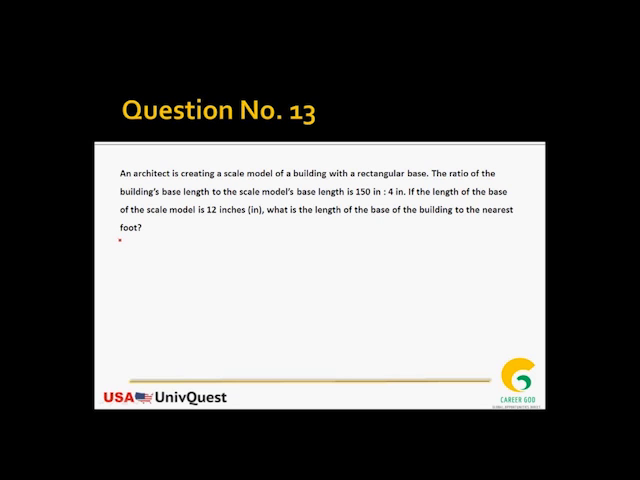So 4 inches corresponds to 12 inches. Since 4 corresponds to 12, I need to multiply by 3. Students generally multiply 150 by 3, and most of them give 450 inches as the answer. But they are asking for the nearest foot. So 1 foot is 12 inches. Divide 450 by 12, you get 37.5. The nearest integer to 37.5 is 38. So you need to write 38 as the answer.